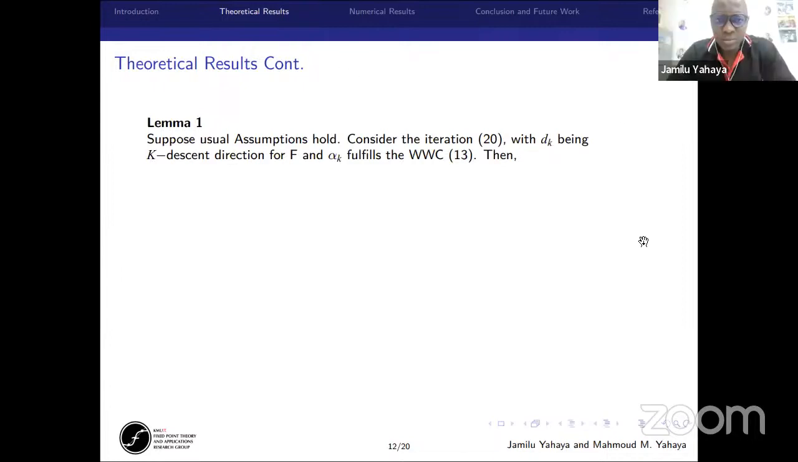Thank you very much, Mr. Mahmoud. As I said earlier, it is important to show the sufficient descent condition when trying to establish global convergence. So Lemma 1 is a way of establishing global convergence, generally in CG.